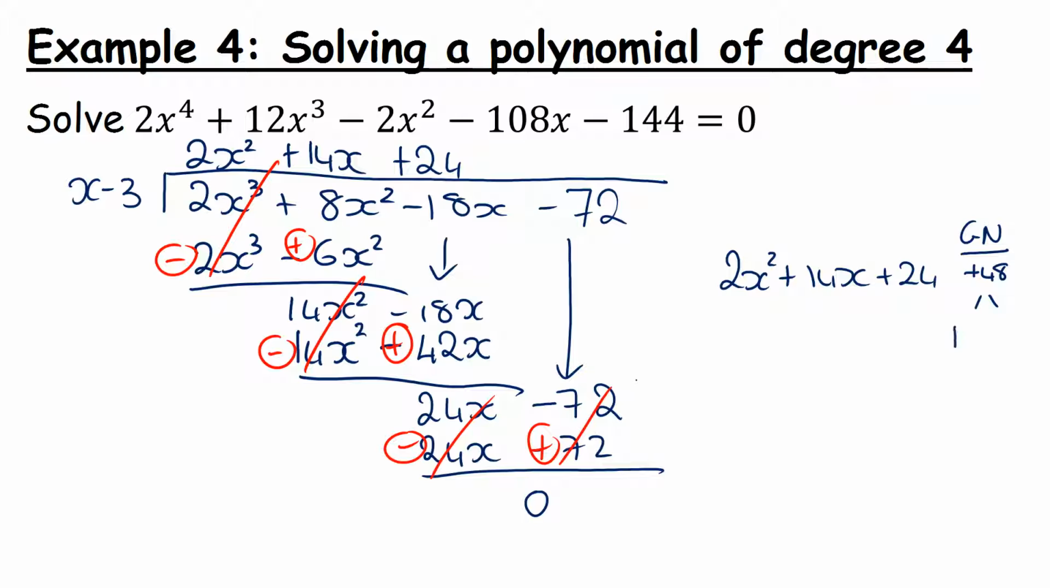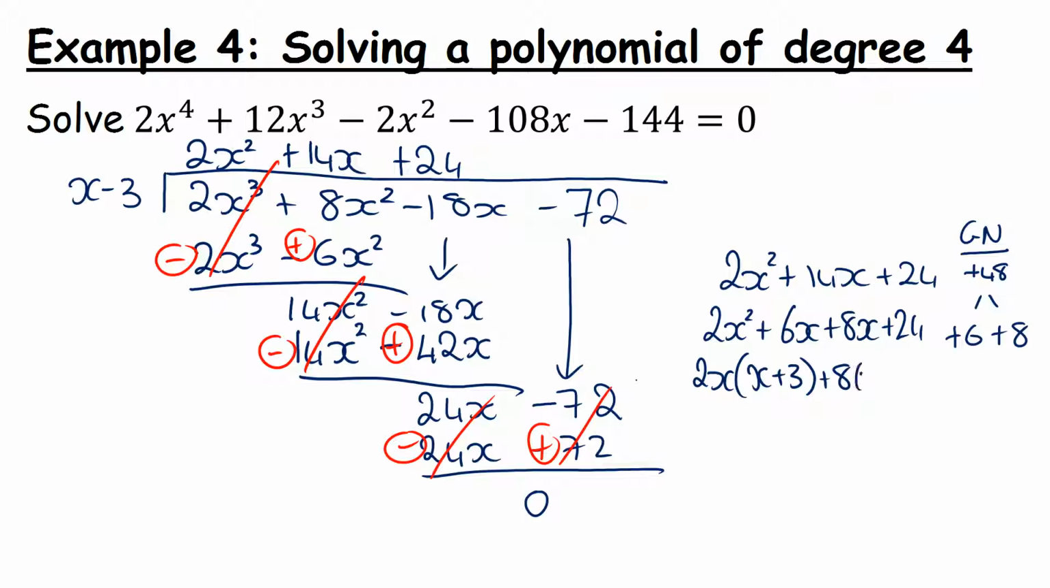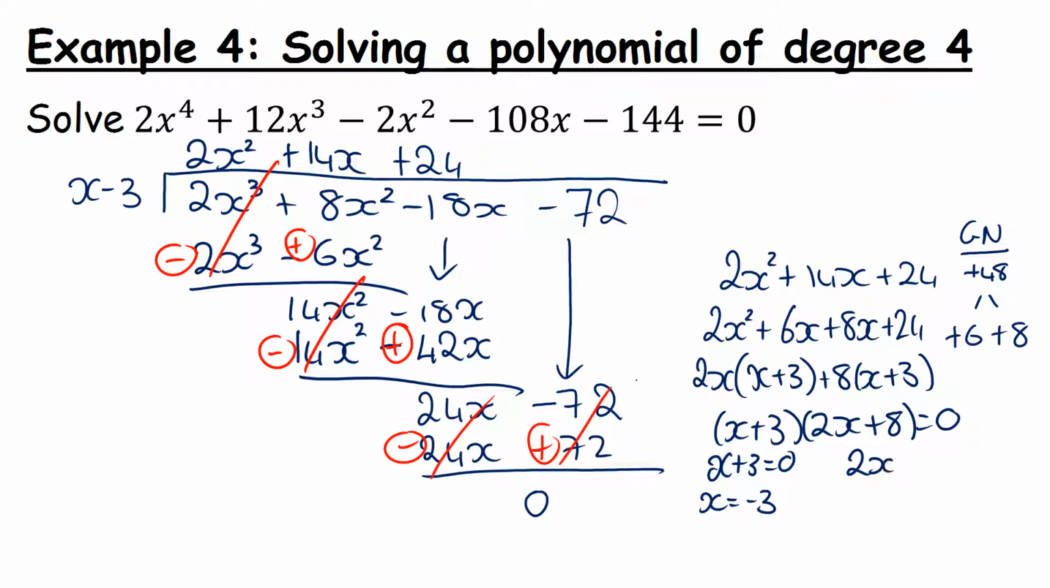So the factors here are going to be plus 6 and plus 8. So we get 2x squared plus 6x plus 8x plus 24. So 2x in common, so x plus 3. And here there's an 8 in common, x plus 3. So now we have an x plus 3 in common, and that gives me a 2x plus 8. Remember that should equal 0, so we get x plus 3 equals 0. In order to solve, we let each factor equal 0. We get 2x plus 8 equals 0, so 2x equals minus 8, so x equals minus 4.